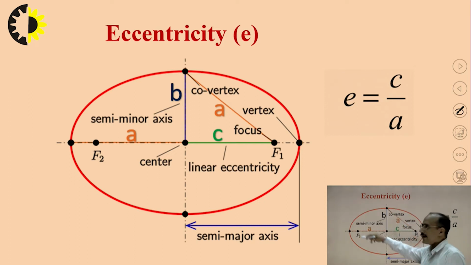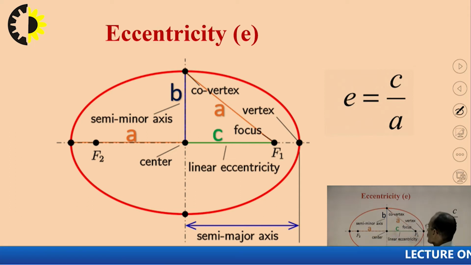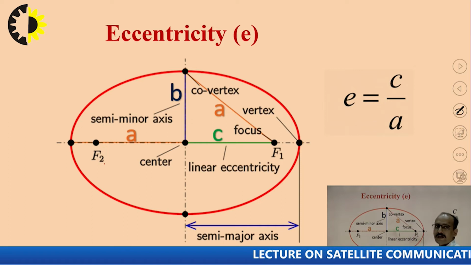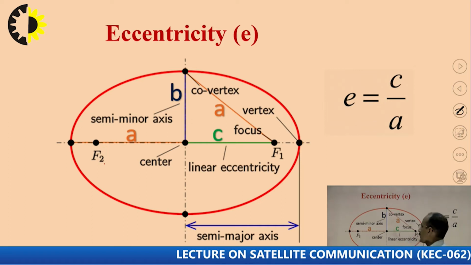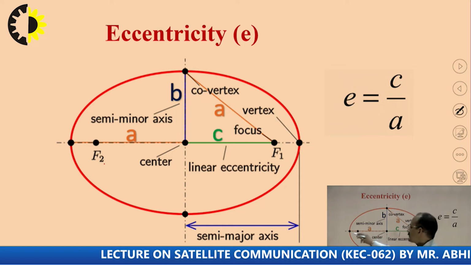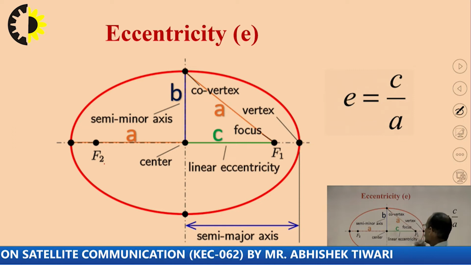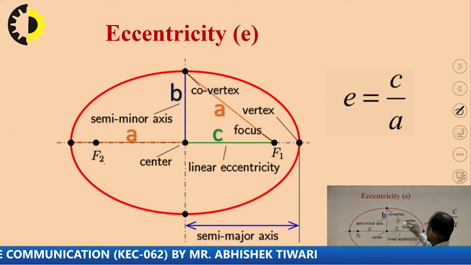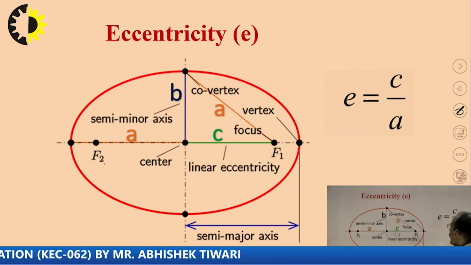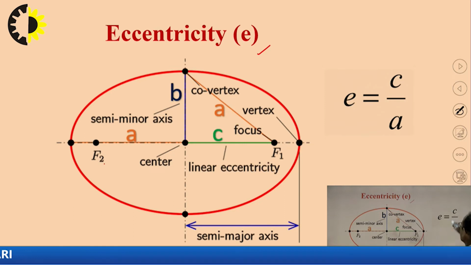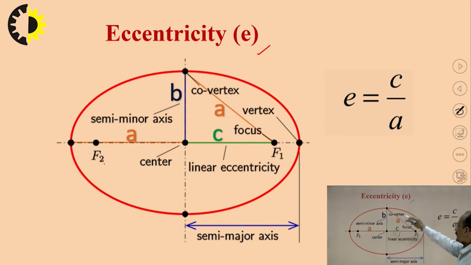This is the structure of the ellipse, or the structure of the path of the satellite. You can see here the geometry of the ellipse, in which F1 and F2 are both the foci of this ellipse, and this is the center of the ellipse. This is the semi-minor axis, this is the minor axis, this is the major axis, and by dividing them we get the semi-minor and semi-major axes. These are the co-vertex and vertex of this particular system, and this is the focus, or we can say foci. So when we want to calculate the eccentricity, basically eccentricity is C by A, where C is the linear eccentricity.